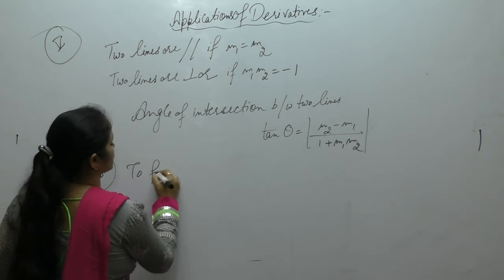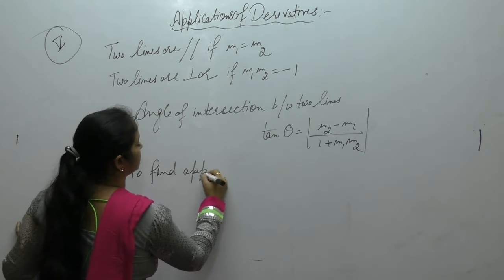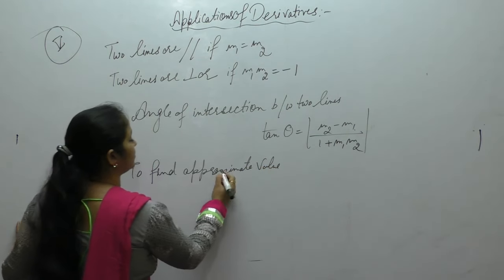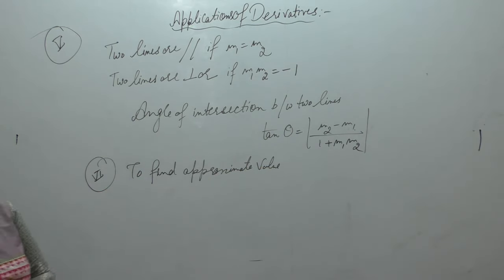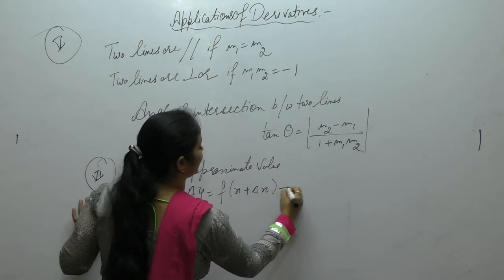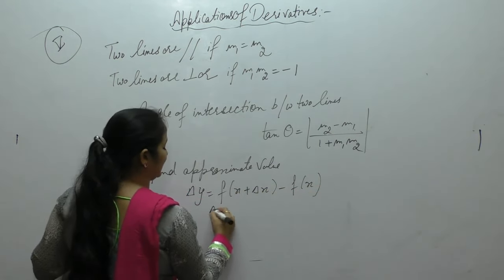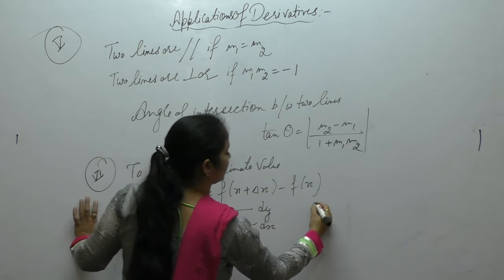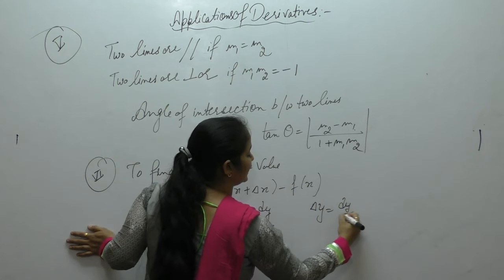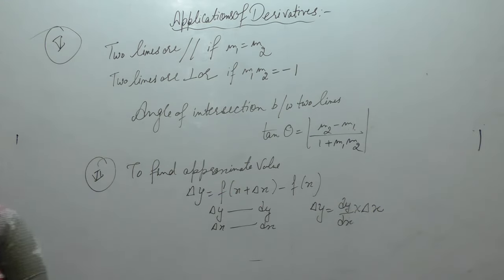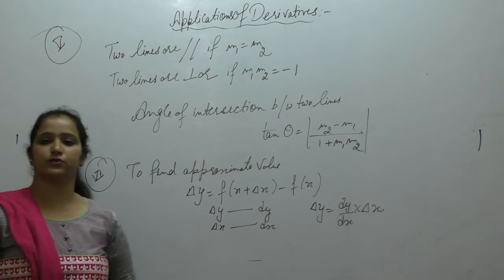Next, to find approximate value. To find approximate value, फाइंड करने के लिए हम क्या करेंगे? Delta y is equal to f of (x plus delta x) minus f of x. Delta y, that is dy, delta x, dx. We can write delta y as dy upon dx into delta x. Clear? These all are formulas which we will use to solve the questions.